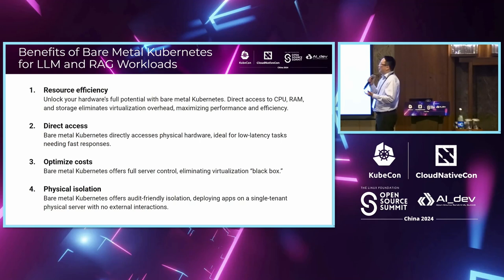And for the RAG workload, there are a number of benefits when you deploy this using bare metal with the help of Kubespray. We have four benefits listed here. One of them is resource efficiency: with bare metal servers, you can unlock the full potential of hardware by giving your Kubernetes workload direct access to the hardware and the storage SSD. It will eliminate the overhead of traditional virtualization-type access. And the direct access to the physical hardware really helps to lower the latency for getting the data, and you could potentially generate a faster response to the end users.